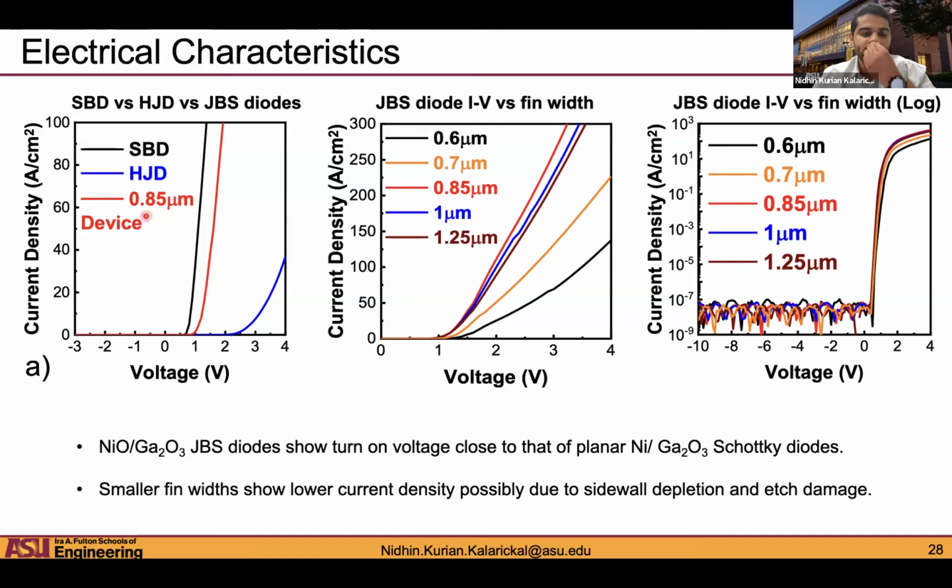Whereas the JBS diodes that we fabricated, the turn-on voltage is actually around 1 volt. So it's in between that of the heterojunction diode and the Schottky diode. It's much closer to the Schottky diode, which is sort of what we want.